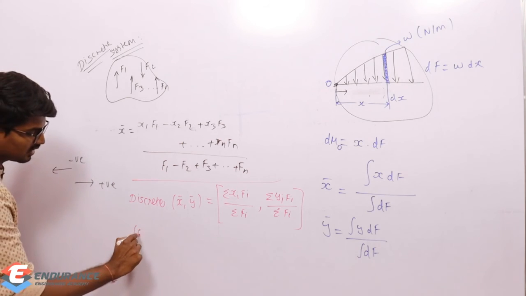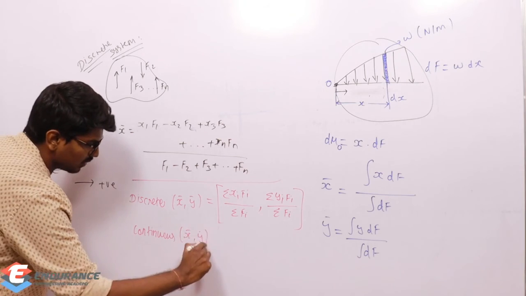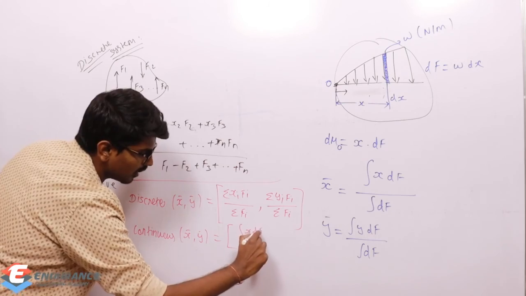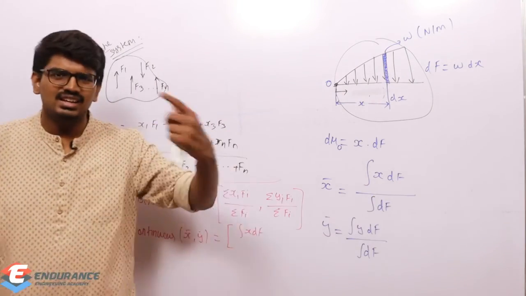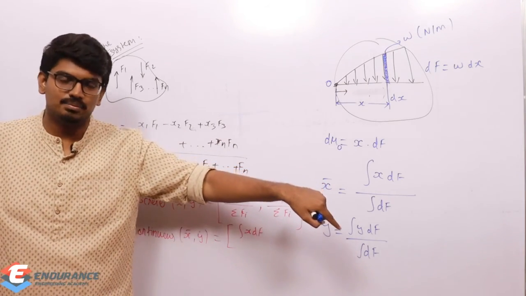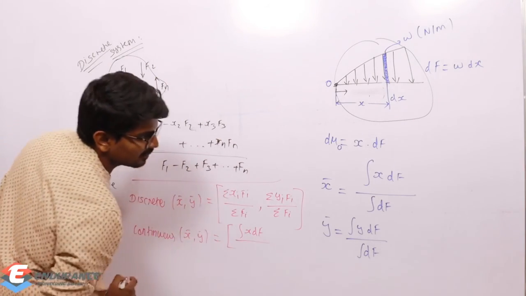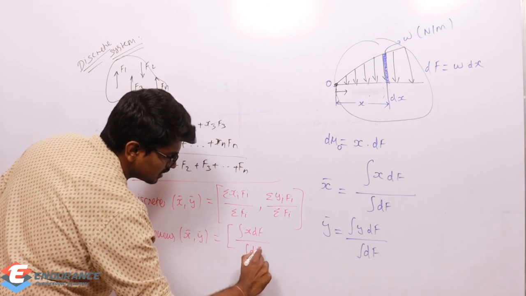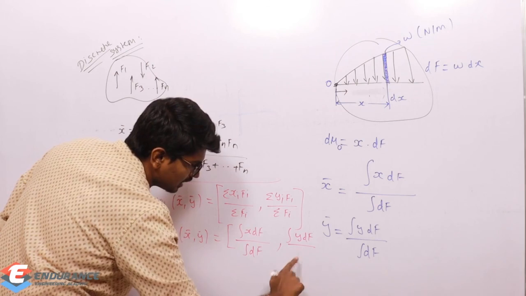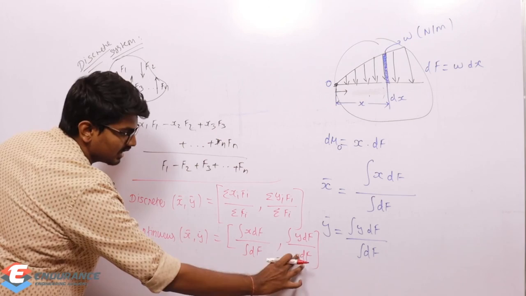And what about for a continuous system? For a continuous system, that is x bar comma y bar will be integration of x into dF. How to find this dF? You will be studying in detail when we are going for strength of materials. Even in this mechanics also, we will be doing some problems. Don't worry. So integration of x dF by integration of dF, comma, integration of y dF by integration of dF. So this is x bar, this is y bar in a continuous system.